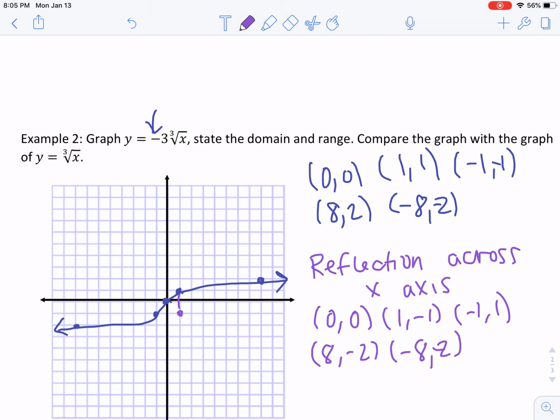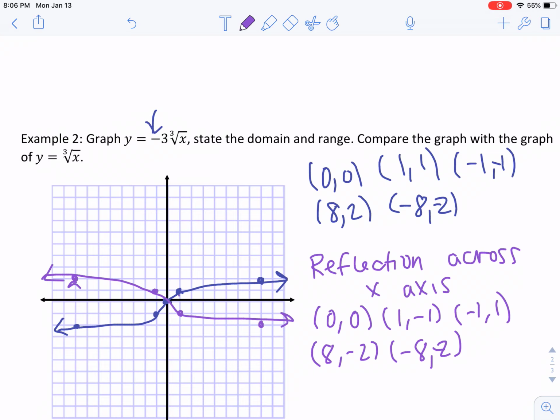So (0, 0), (1, -1). This point's coming down here. This point is coming down here. This one's going up to here. And this one's going up to here. You don't have to draw in those little arrows. In fact, I'm going to get rid of them. That was just to show you where they're moving. So when I did the reflection, it created this graph.